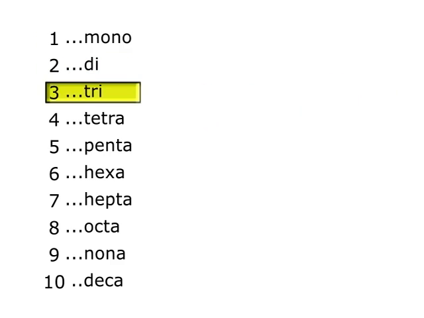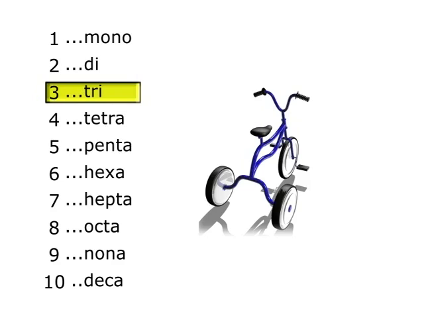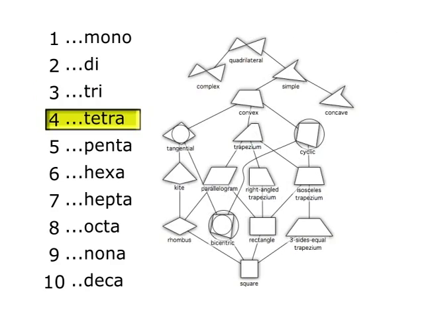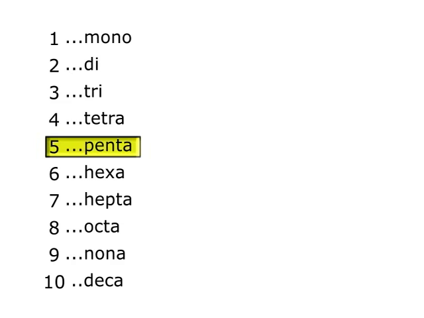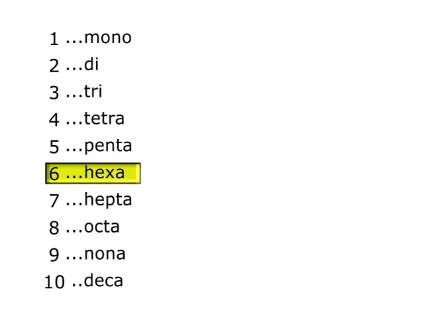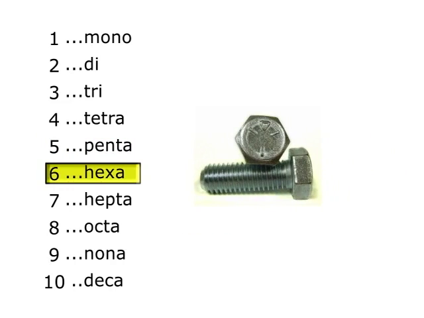3 is tri, like in tricycle, 3 wheels. 4 is tetra, like tetragon, a 4-sided figure. 5 is penta, like the pentagon is a building with 5 sides. 6 is hexa, like a hex-head bolt has 6 sides.